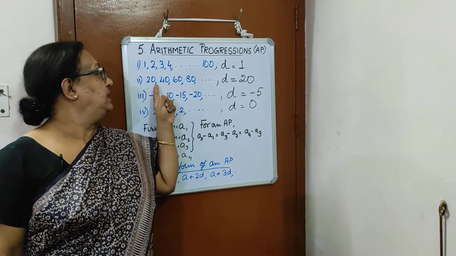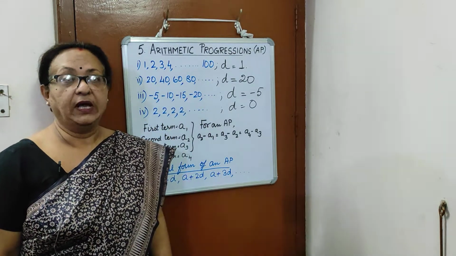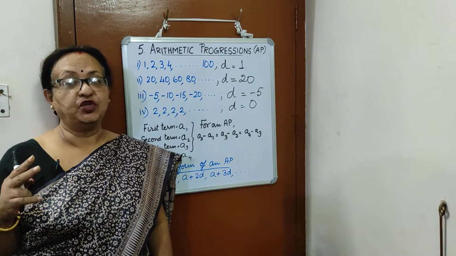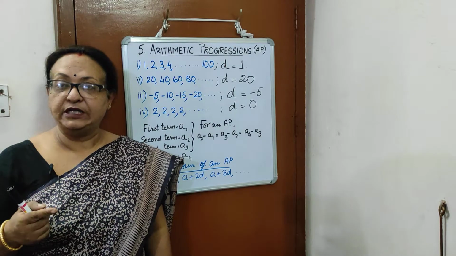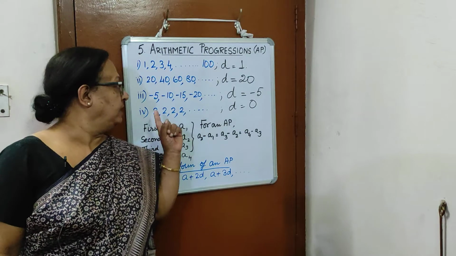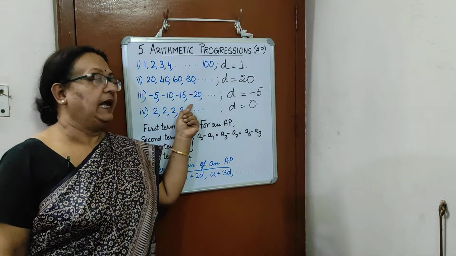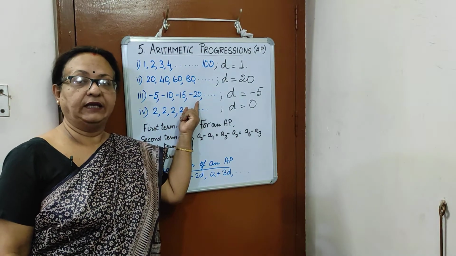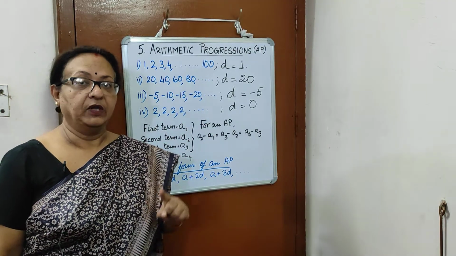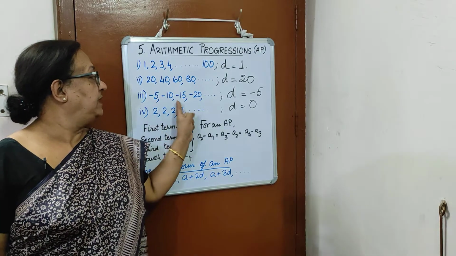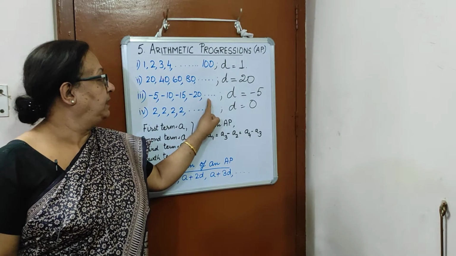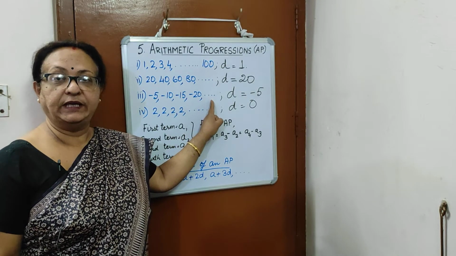So we have a definite pattern here. Second one, 20, 40, 60, 80 and so on. Again, any definite pattern? Yes, the numbers are increasing by 20. 20, 20 plus 20, 40, 40 plus 20, 60 and so on. Third one, any pattern here? Yes children, think about it. Do you notice any pattern? Again, yes. You see carefully, the numbers are decreasing by 5 units. What will the next one be? Minus 20, then minus 25.